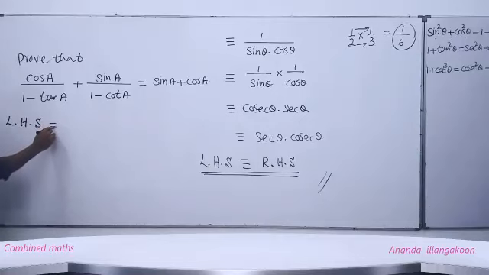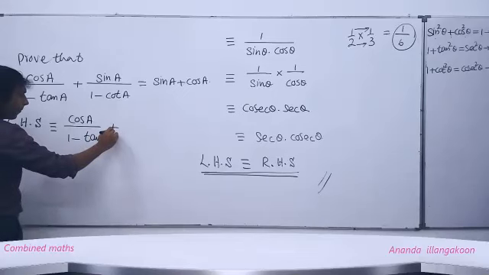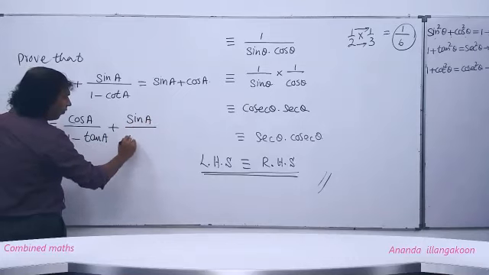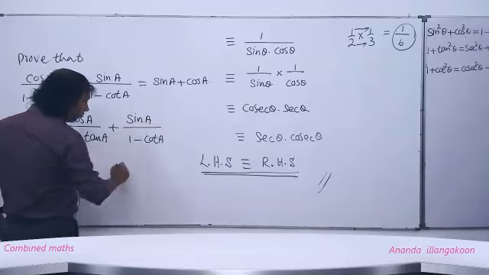What is the left hand side? Right. Cos A divided by 1 minus tan A plus sin A divided by 1 minus cot A.